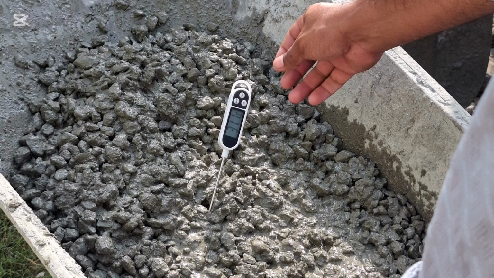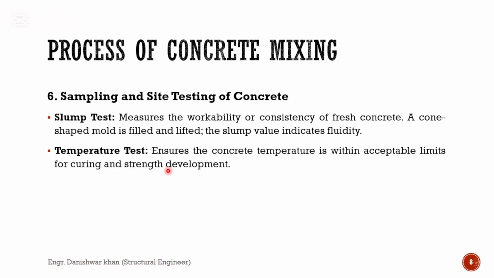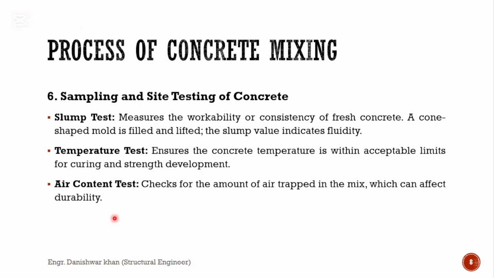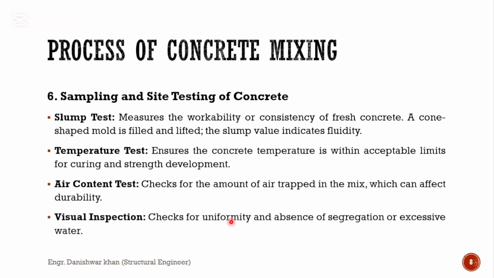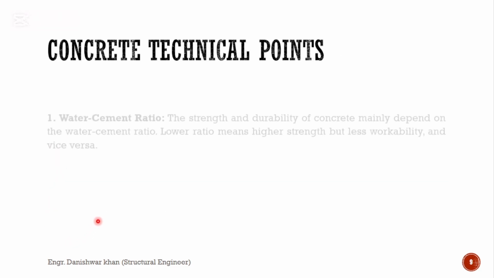Temperature test. Ensure the concrete temperature is within acceptable limit for curing and strength development. Air content test. In air content test, we check for the amount of air trapped in the mix, which can affect durability. Visual inspection. In visual inspection, we check for uniformity and absence of segregation or excessive water. These tests are critical for maintaining quality control before pouring concrete.